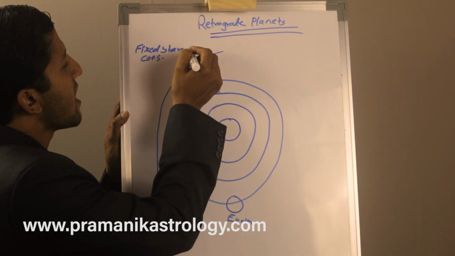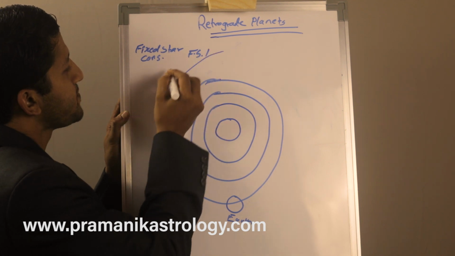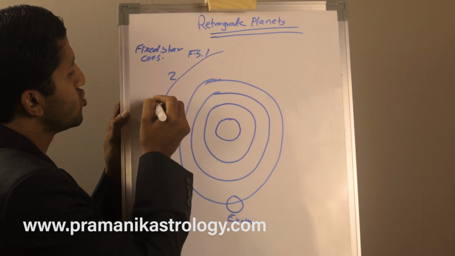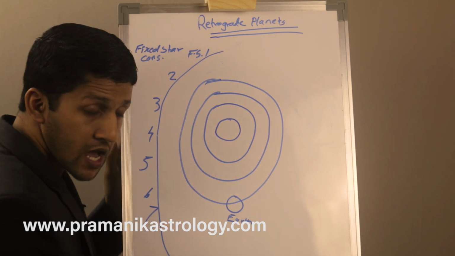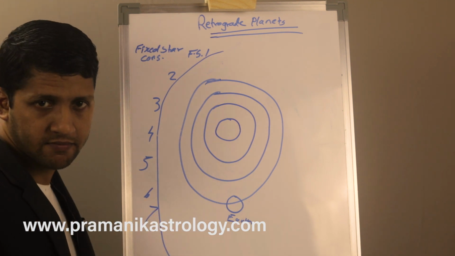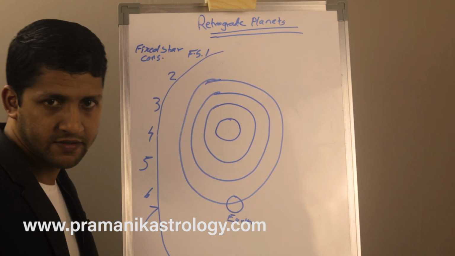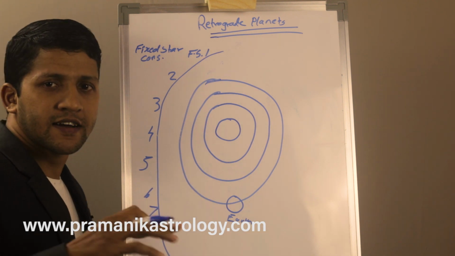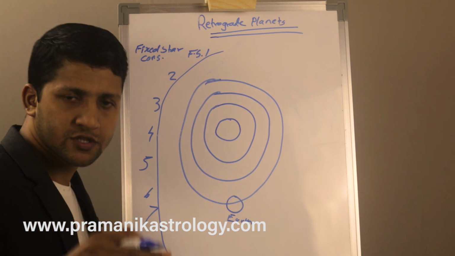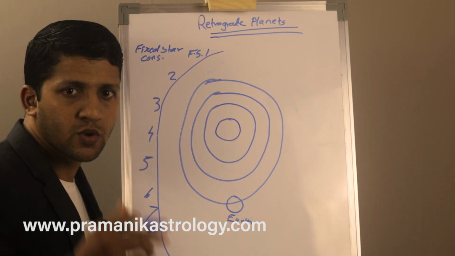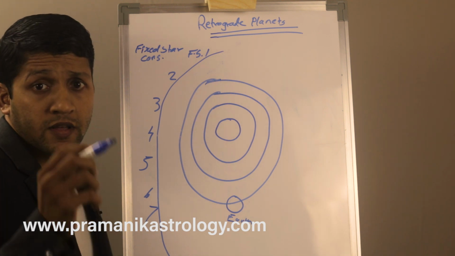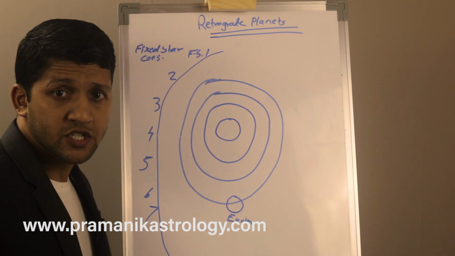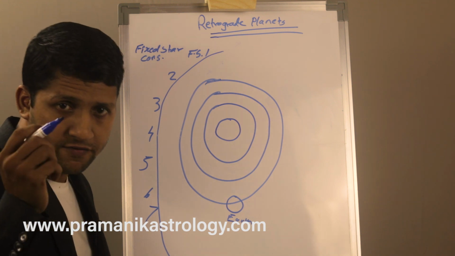So we will call them FS1, FS2, 3, 4, 5, 6, 7, and it will go on till 27. These nakshatras are a different topic. Let's not get into that. The point is to understand the retrogression of the planet. Retrogression of the planet is because of the difference between the movement of two planets.